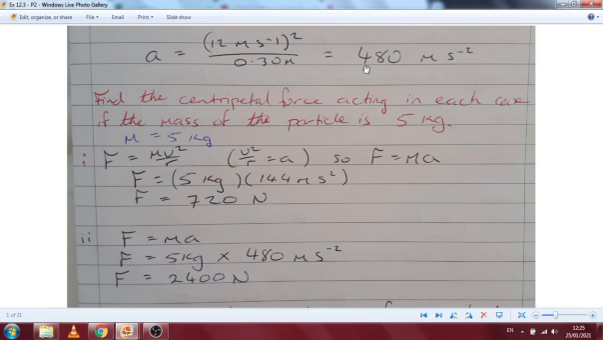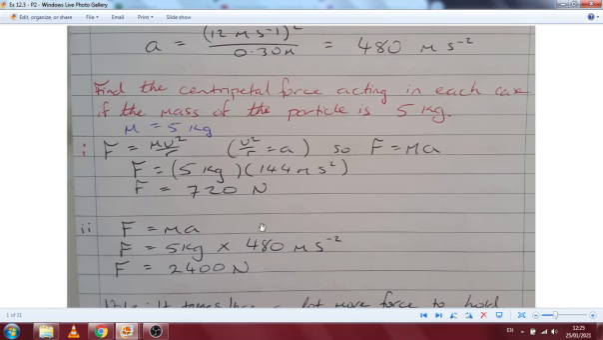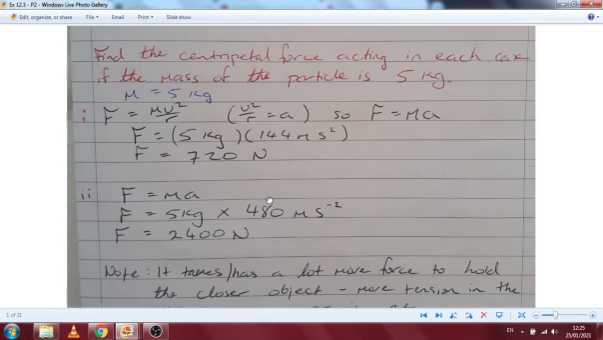In the second question, we have the acceleration of 480. So F equals ma, our mass is 5 kilograms, we get 480 meters per second squared, and we get a force of 2,400 newtons. So again, there's a much bigger force needed for the second one.